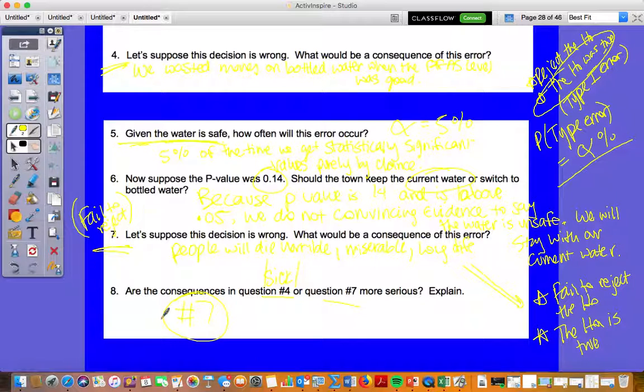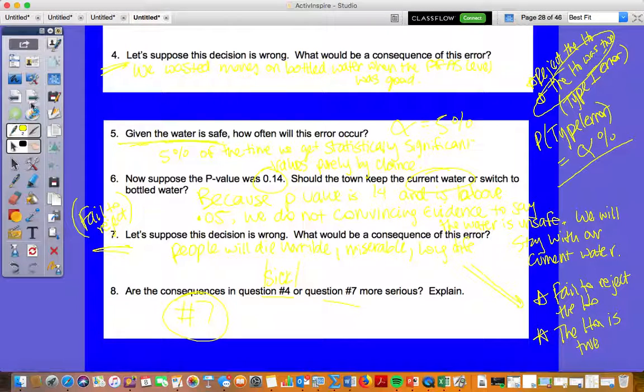So if we were to have an error, which one would we want to have? Number 4, right? Which is what error? I'd rather have a type 1 error than type 2. Does that make sense? So if I was going to go more towards one side, it's more towards type 1 than type 2.